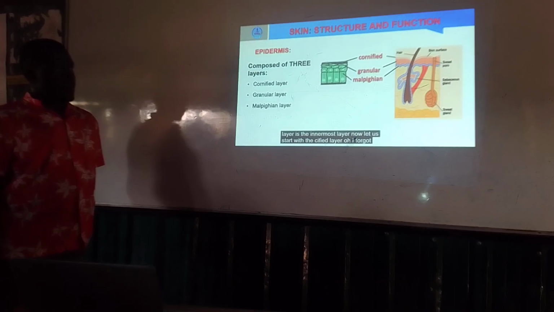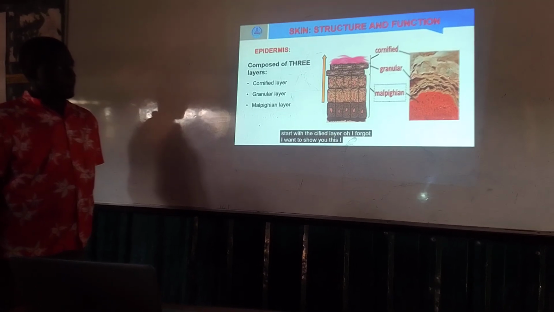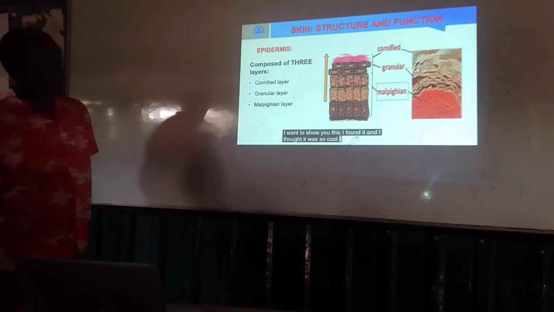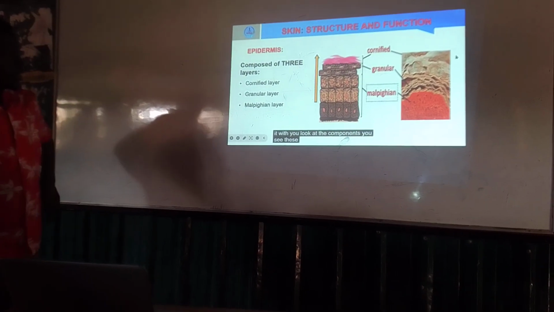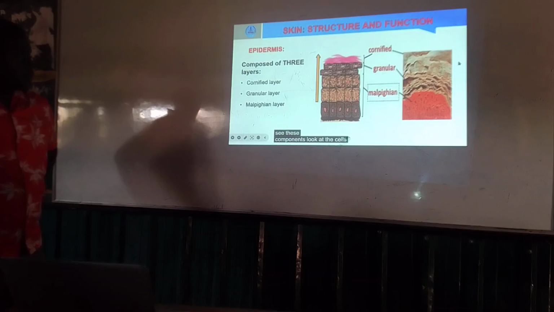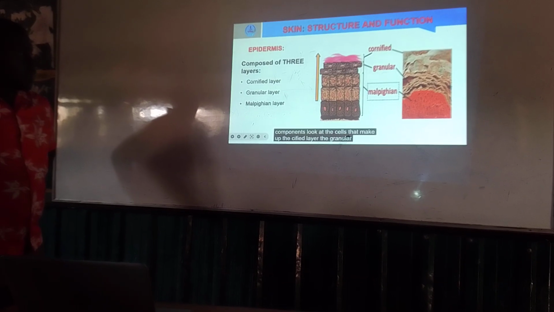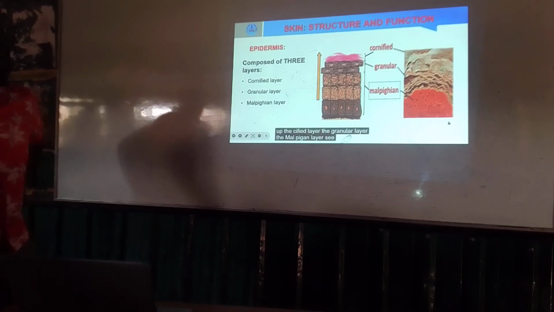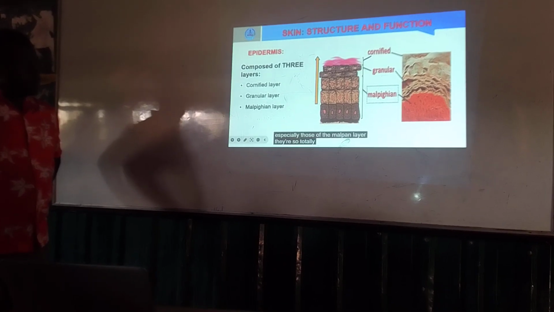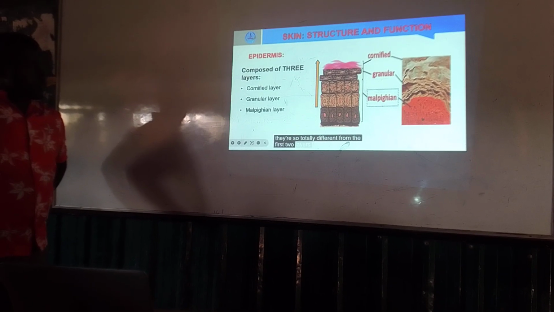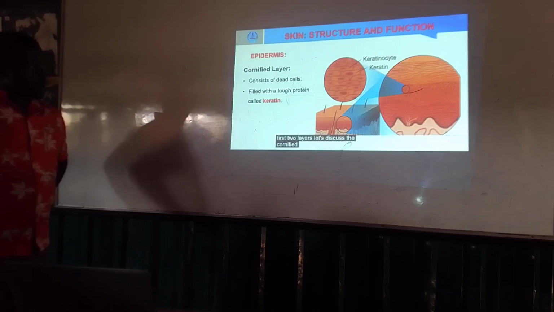Oh, I forgot. I want to show you this. I found it and I thought it was so cool. I wanted to share it with you. Look at the components. You see these components? Look at the cells that make up the cornified layer, the granular layer, the malpighian layer. See how different they are? Especially those of the malpighian layer. They're so totally different from the first two layers. Let's discuss the cornified layer.